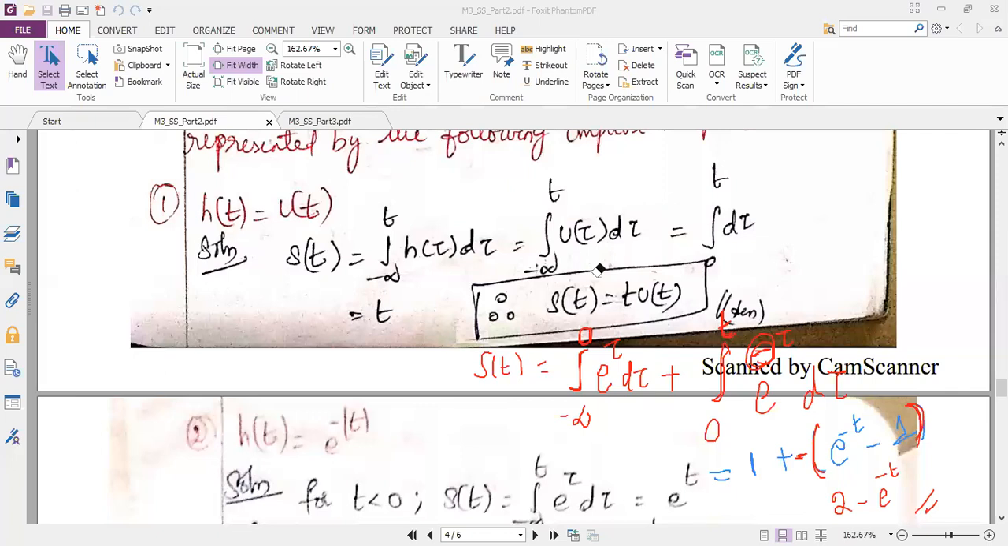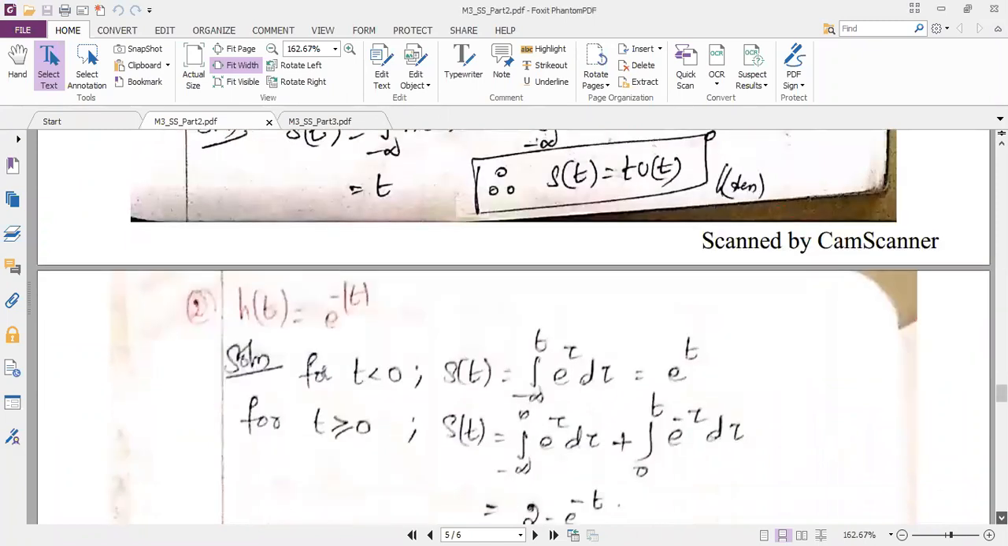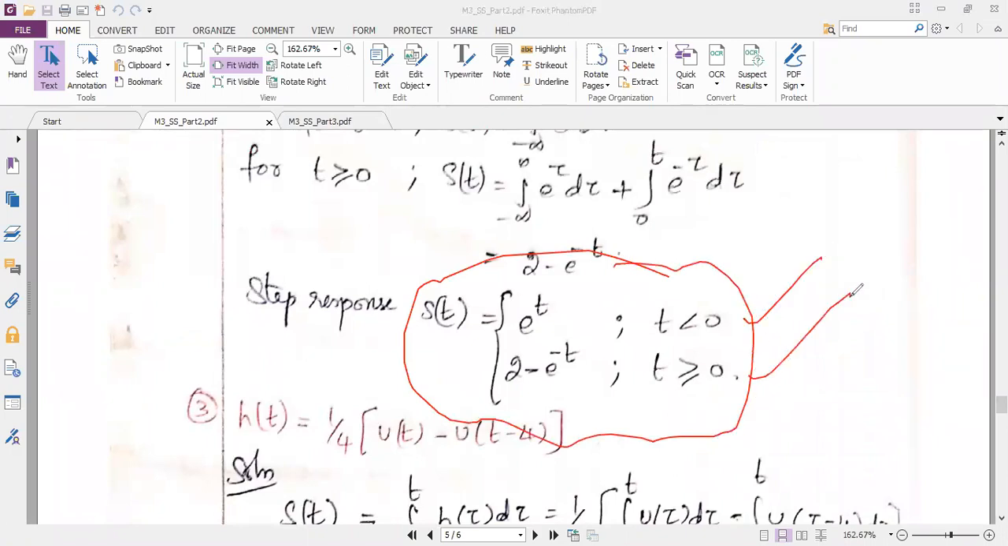So I hope everyone completed this problem. We will move on to the next problem. Just copy this, and once you complete the answer, you should summarize it if you have more than one answer. Since I have two answers here, I have to summarize it like this: s of t is equal to e power t when t less than 0, and 2 minus e power minus t when t greater than or equal to 0.